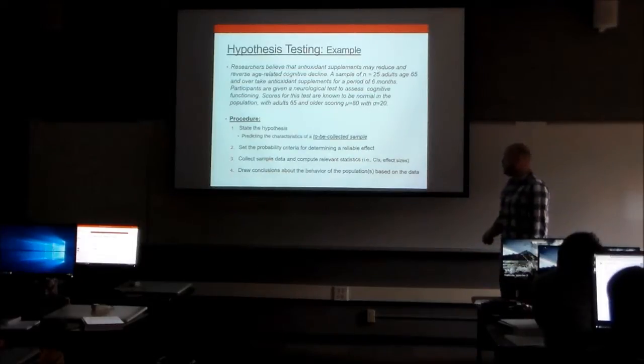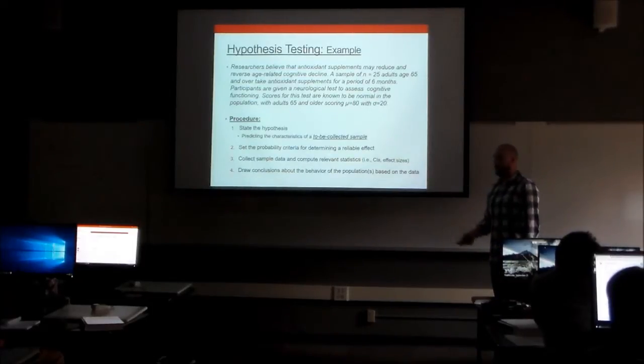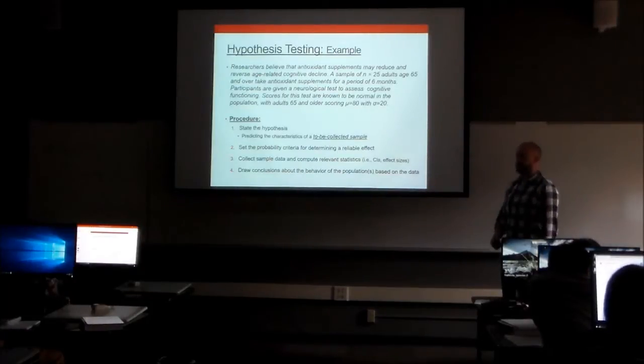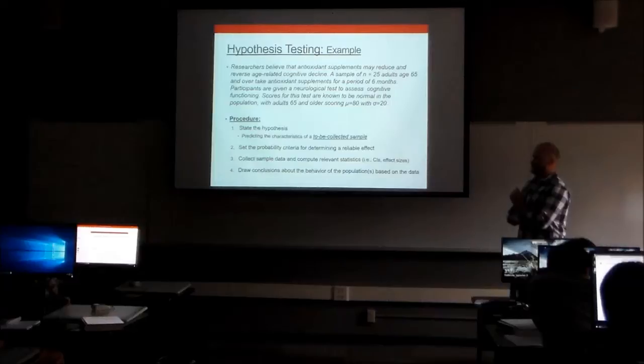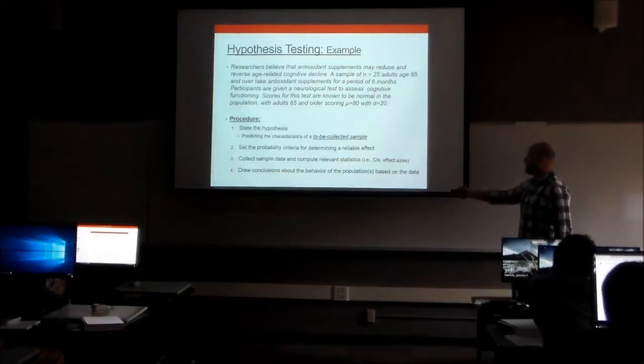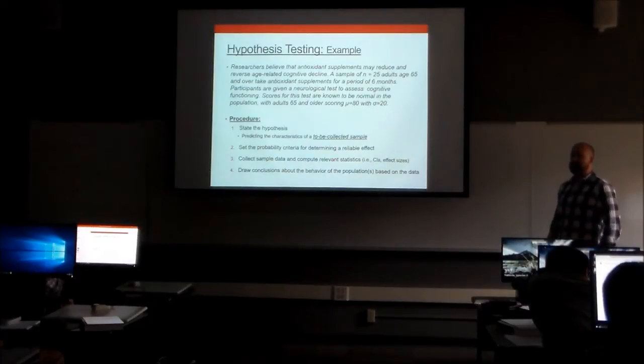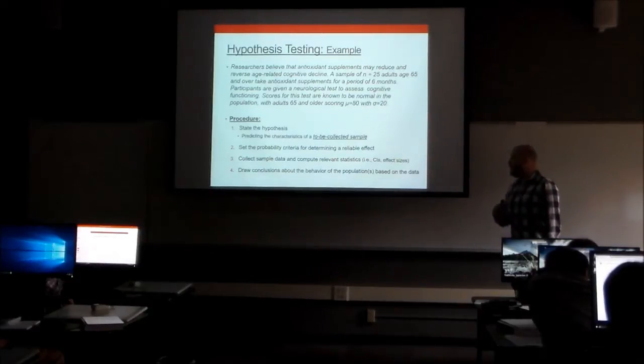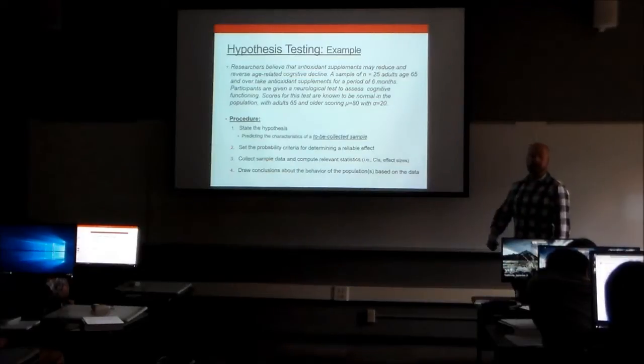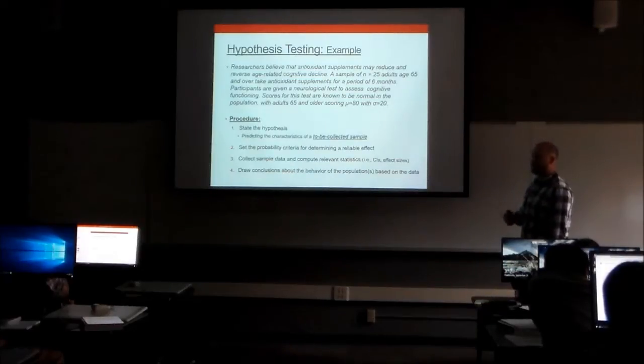We're going to set a probability criteria for determining a reliable effect. Okay, we actually don't set this, our field sets this for the most part, but we can play around with it a little bit. We're going to collect sample data and compute relevant statistics, not only our hypothesis tests, but also confidence intervals, effect sizes, things along those lines. And then we're going to draw conclusions about the behavior of our populations of interest based on characteristics of our sample.